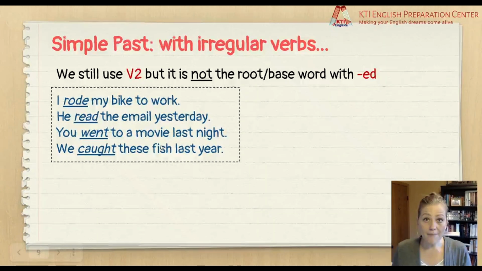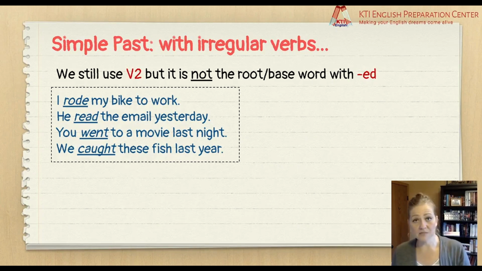Same format though. So the verb is to ride. I rode my bike to work. So verb 2 for the verb to ride is rode, not rided. Okay? He read the email yesterday. The verb is read. It's spelled the same way, but pronounced differently. You went to the movie last night. The verb is to go, but the past tense is went.